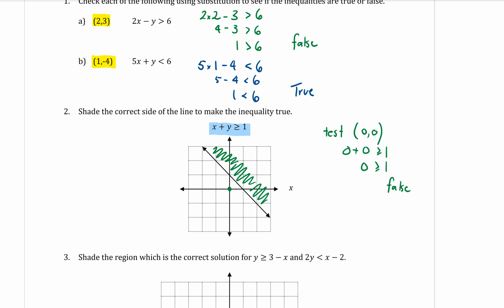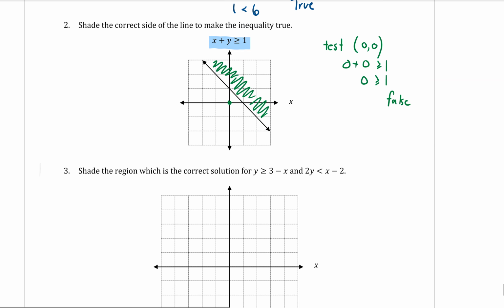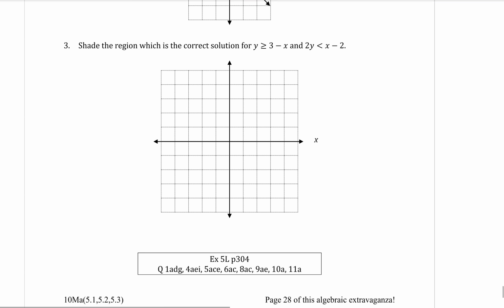Question 3 is the complete package. We've got to do all the steps. We've got not one but two inequalities there that we need to draw and sketch the regions. So let's just do one at a time. First of all, let's start with this one: y is greater than or equal to 3 minus x.